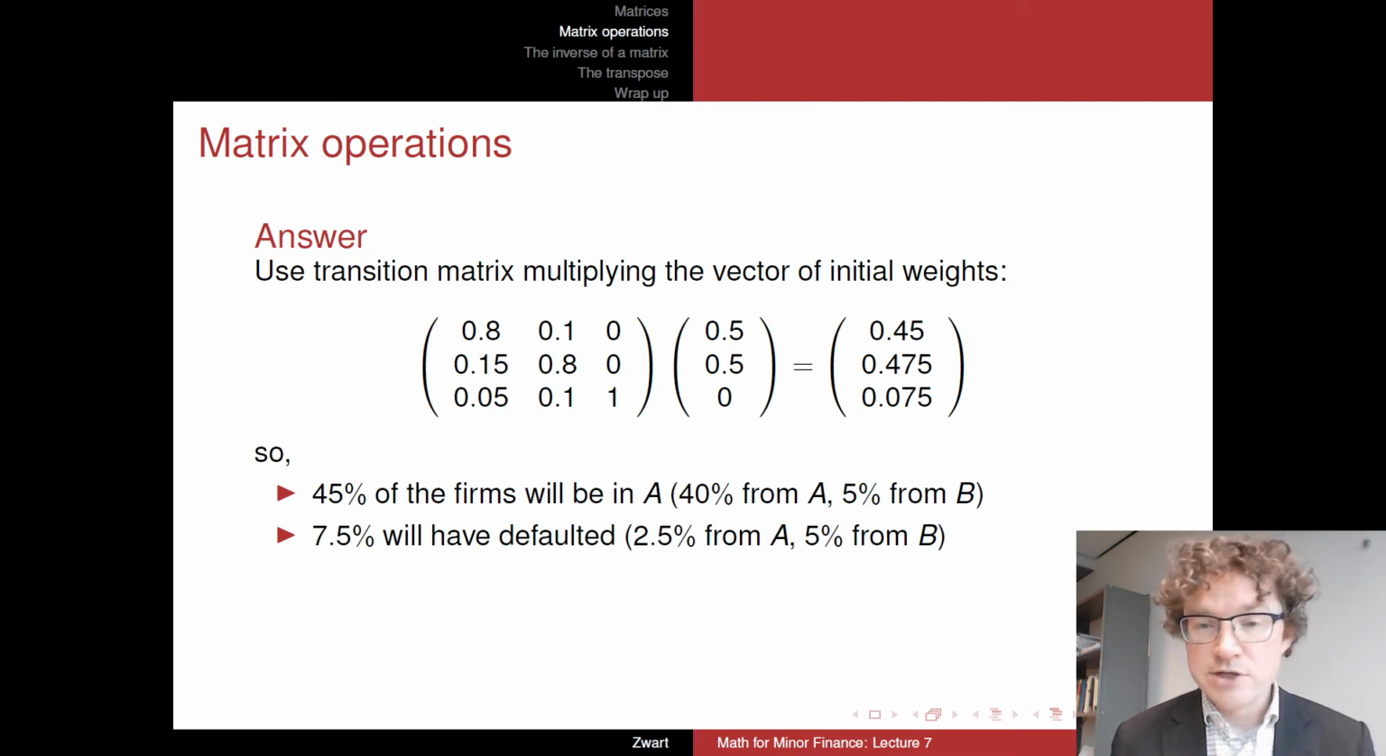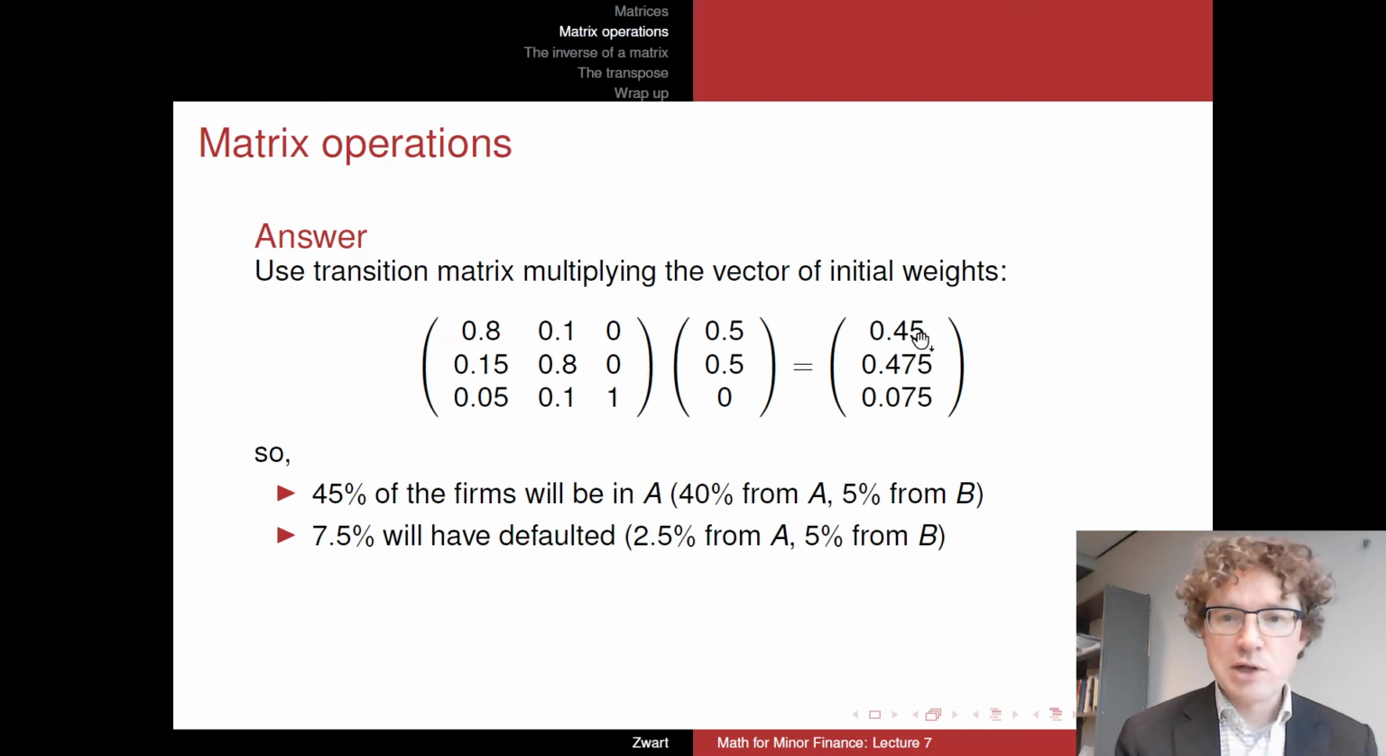Now, how do we then compute the distribution of these firms over these 3 different categories next year? Well, that is exactly by applying this transition matrix, which is again here. So this is this matrix T. By multiplying that matrix essentially with this column vector of these different weights, these different proportions of firms. So let's see whether we can see that that is true.